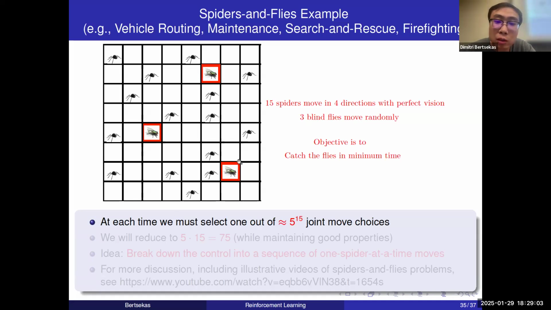So in this example, we have 15 spiders that move in 4 directions with perfect vision, and 3 blind flies that move randomly. By randomly, we mean that it has a given distribution. Basically, if it's here, then at the next instant, it goes to here, here, here, here, or here with equal probability, let's say, or whatever probability you have defined. The objective is to catch the flies in minimum time.